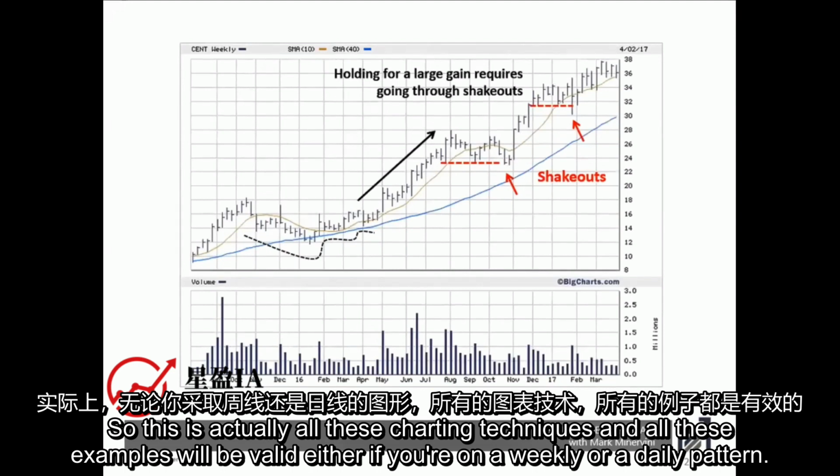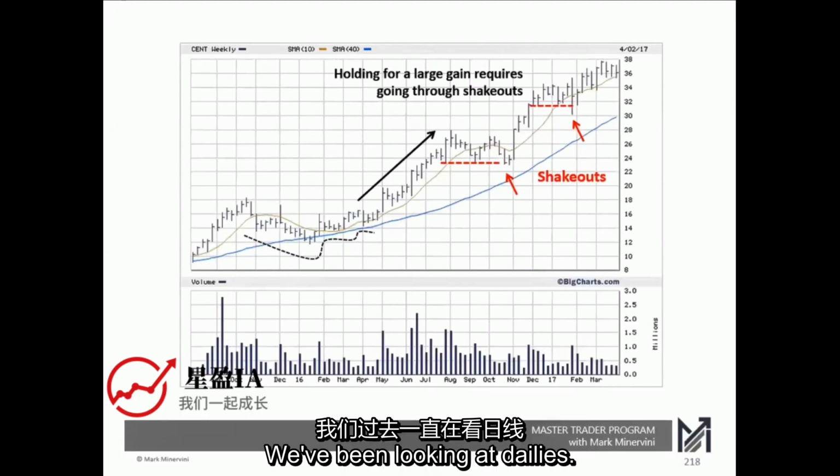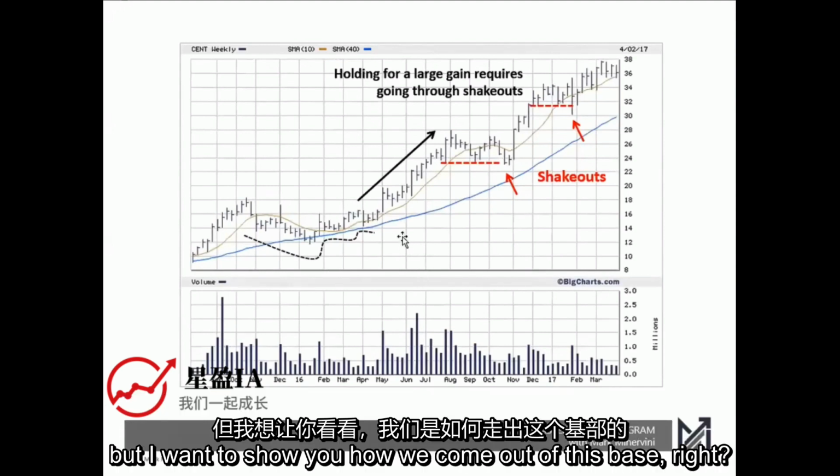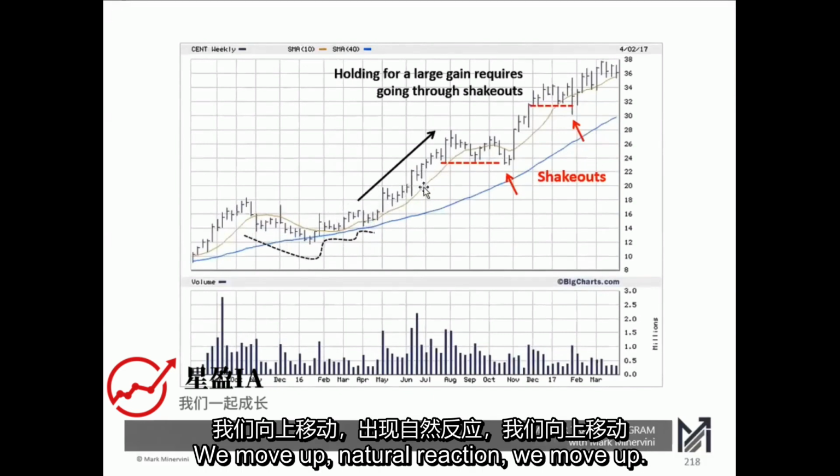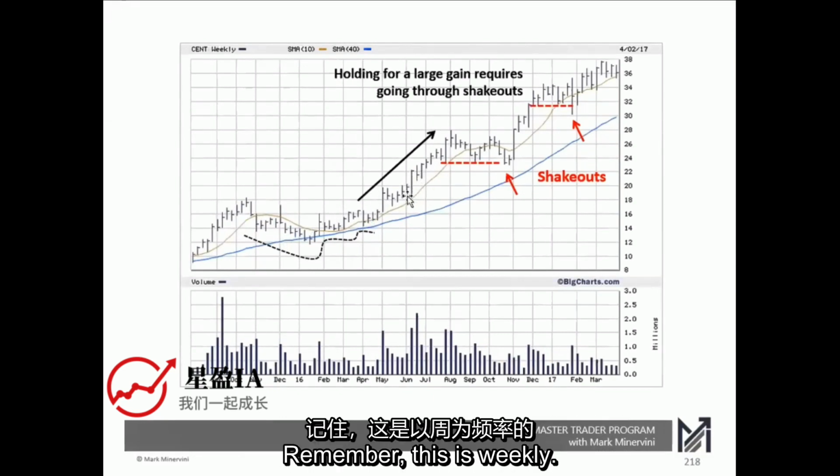So all these charting techniques and all these examples will be valid either if you're on a weekly or a daily pattern, right? We've been looking at dailies. Now we're looking at a weekly. But I just want to show you how we come out of this base, right? We move up, natural reaction, we move up, and you've got a handful of natural reactions. Remember, this is weekly now.